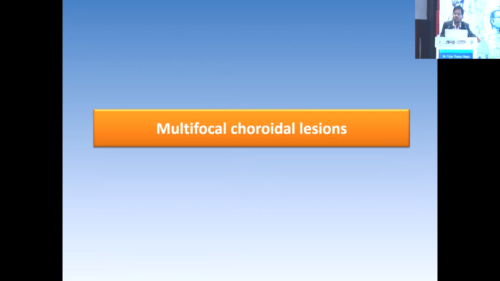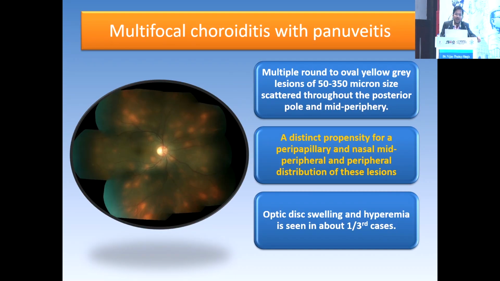Now, multifocal choroidal lesions. Multifocal choroiditis with panuveitis, as the name suggests, the lesions are multiple. They are oval yellow-grayish lesions seen throughout the posterior pole and mid-periphery, and they have a distinct propensity for a peripapillary and nasal, mid-peripheral and peripheral distribution, and optic nerve involvement is seen in around one-third of these patients.